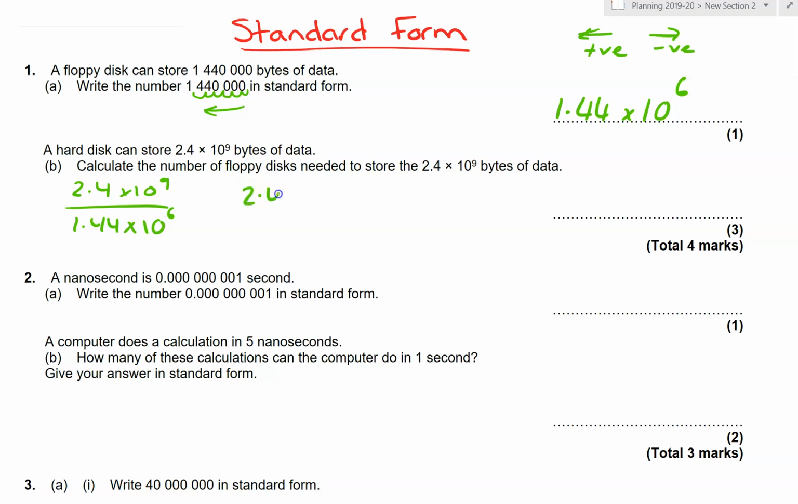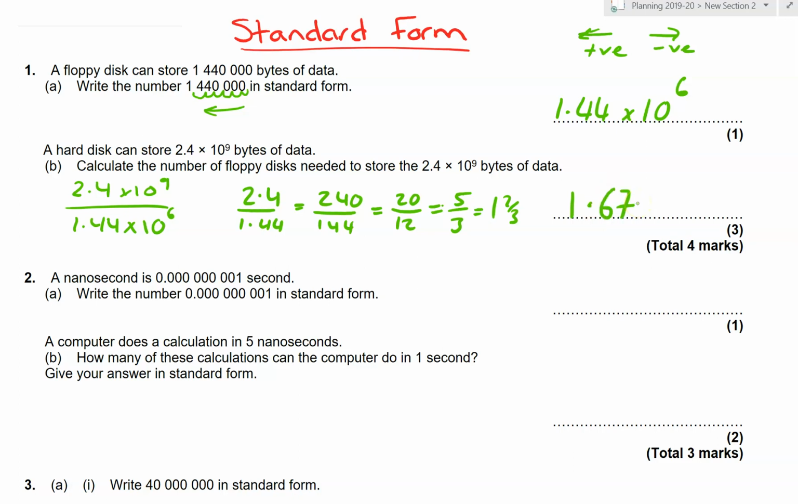So do 2.4 over 1.44. 240 over 144 divisible by 12. That works. Brain fart moment. What are they divisible by? 4. 5 over 3, which is 1 2/3. So your decimal part, go to 3 sig fig and be 6.67.